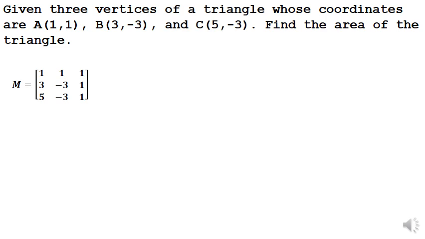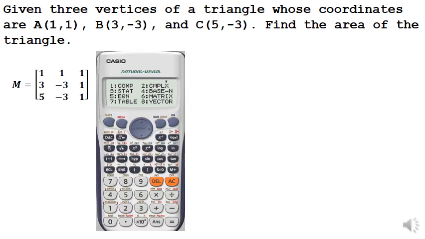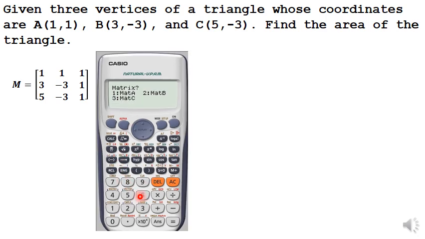Enter this expression in your calculator under matrix mode. So we have 1, 1, 1, 3, minus 3, 1, 5, minus 3, 1. In your calculator, press mode, and then this will appear. We want the matrix mode, so we select number 6. When you select number 6, this will be the option. Which matrix you want to use, A, B, or C? Let's say we want to use matrix A. All of these matrices are available in your calculator. So we select matrix A by pressing 1.